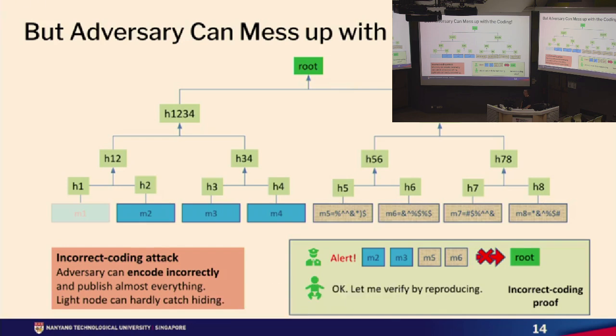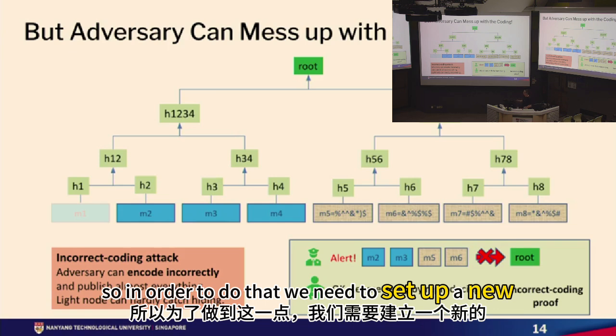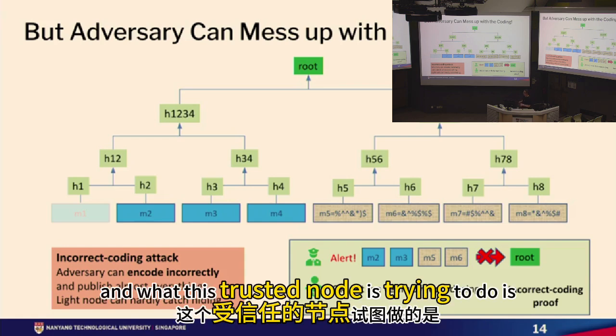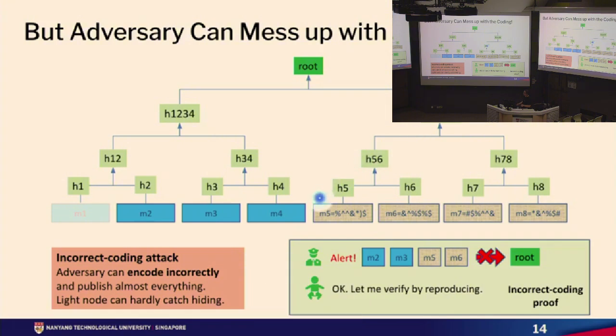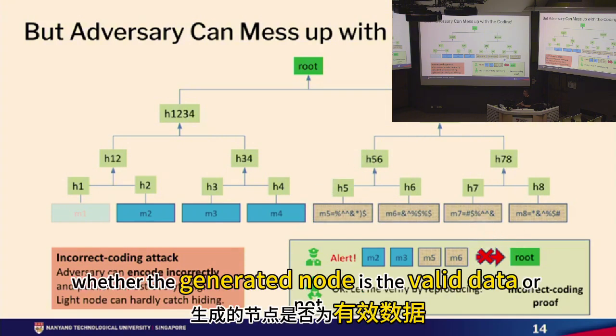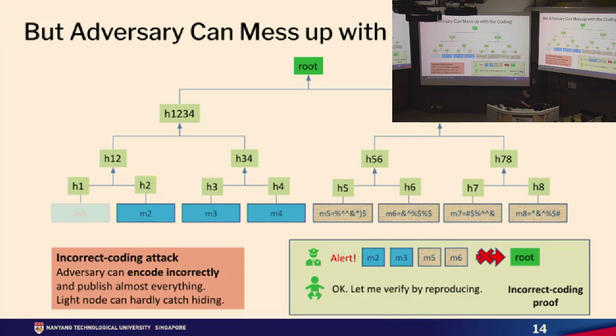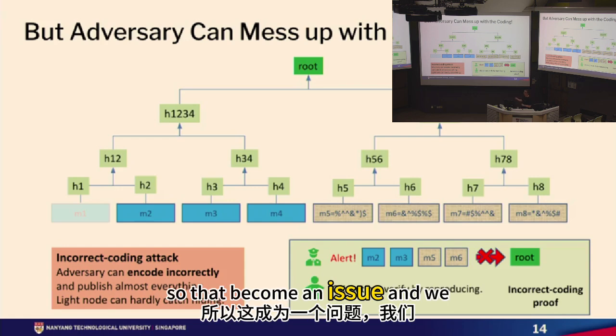So what do we do? In order to do that, we need to set up a new trusted node. What this trusted node does is scan through all this redundant data, checking whether the generated data is valid or not, to prevent this kind of incorrect coding attack. Right? So that became an issue, and we are trying to resolve it.